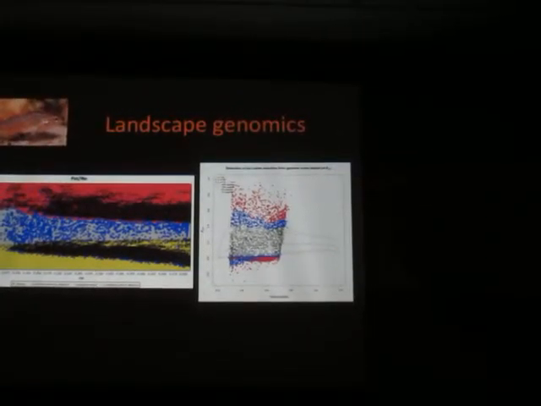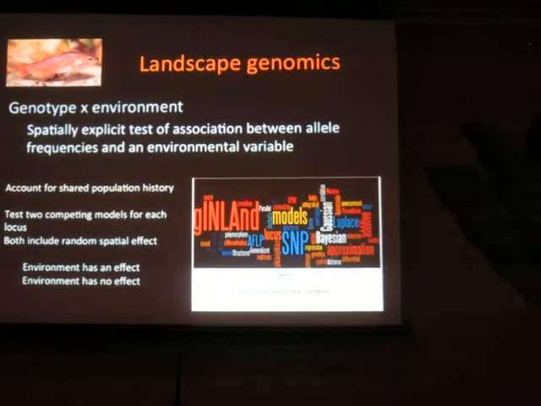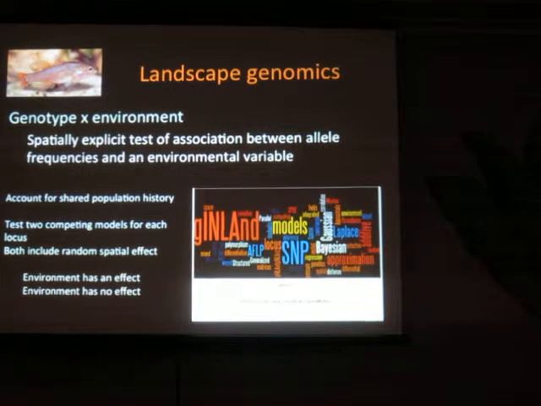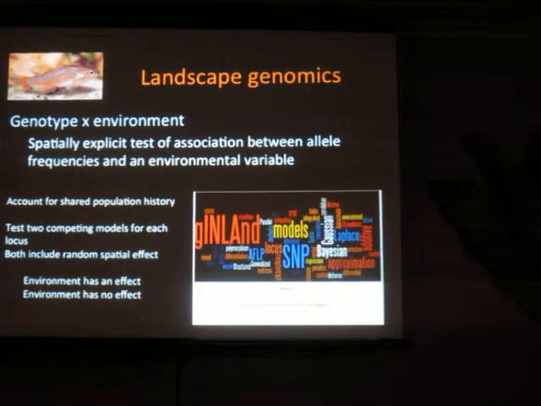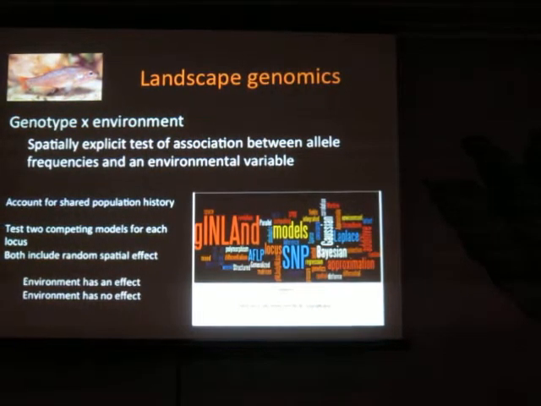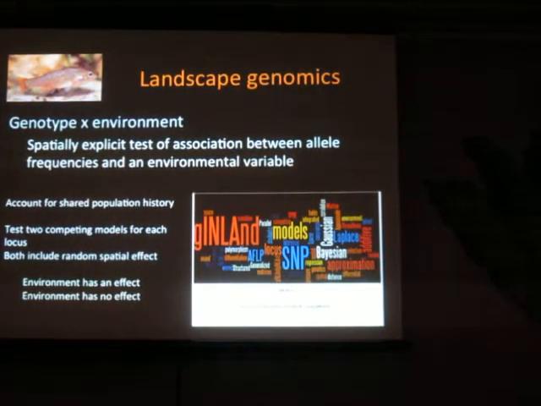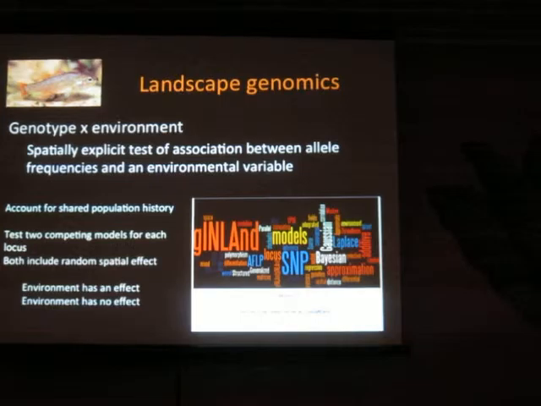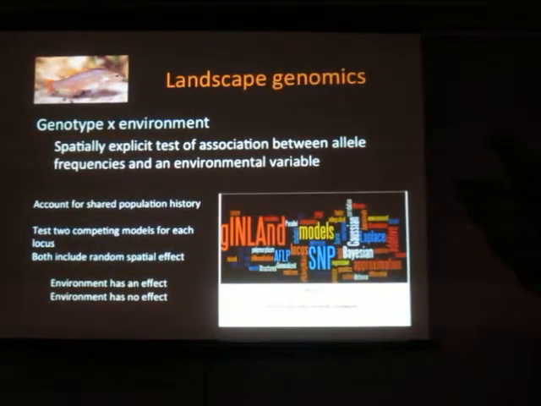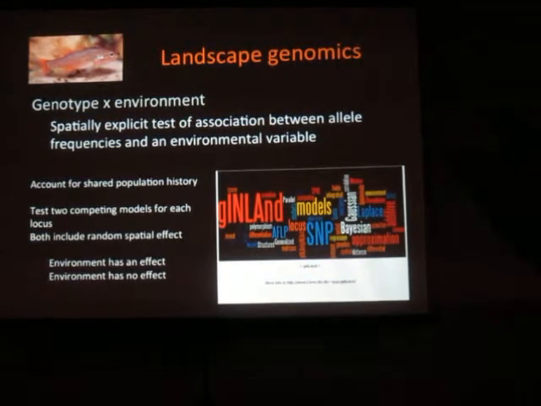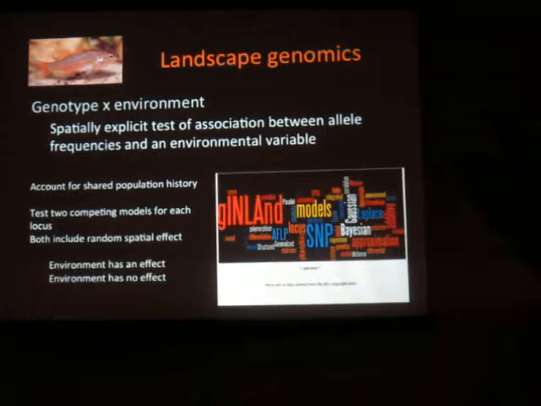So the way that we've gone is to start using a genotype by environment approach. And what we're doing here is looking for direct correlations between allele frequencies and some environmental variable of interest. And the method we've taken is a fairly new one called GenLand, and the great thing about that is that it can account for the shared population history and the hierarchical structure we find in this system because it's spatially explicit. So essentially, for each locus, it does a Bayesian model test of two competing models, one with the influence of the environmental variable and one without, and both of them with a random spatial effect.